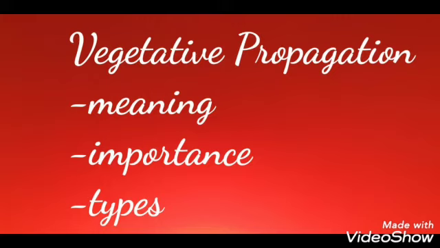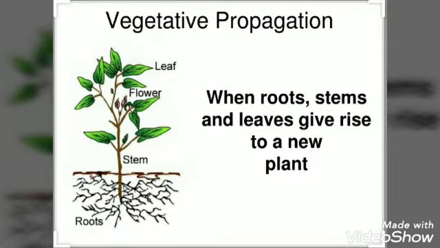Hello students, in this video lesson we will study the next type of asexual reproduction, that is vegetative propagation. Vegetative propagation is a form of asexual reproduction in which any vegetative part of the plant, like leaf, stem or root, develops into a complete new plant. It can occur by natural methods as well as artificial methods.